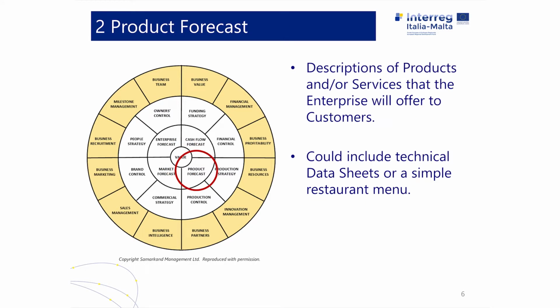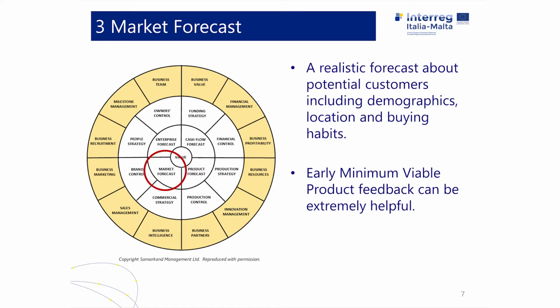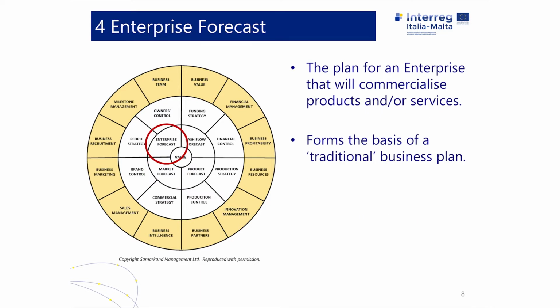Number 2 is the product forecast. What are you going to sell? The easy way to think about this is as a restaurant: a simple menu as a product forecast. Then the market forecast. Who's going to buy this? Some information too about where they're located, what are the buying habits. And early minimum viable product feedback can be very helpful.